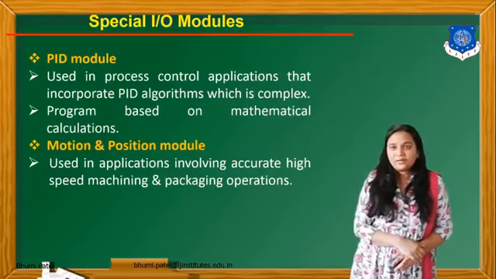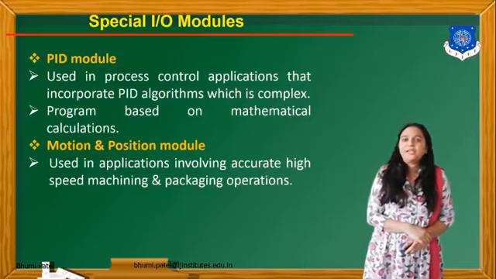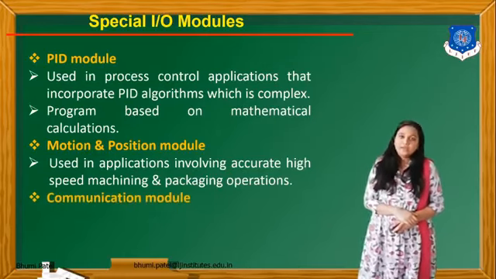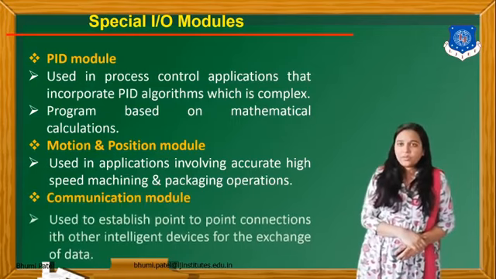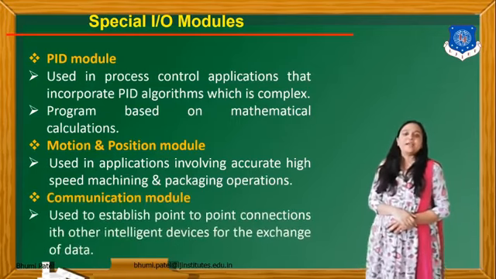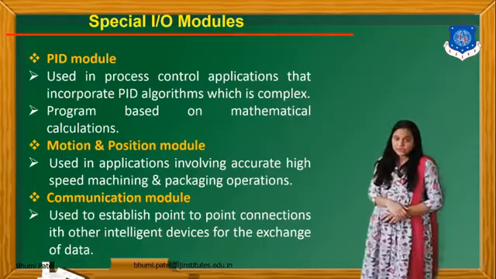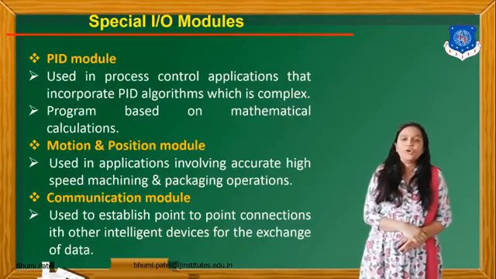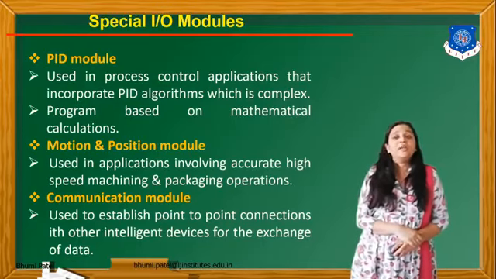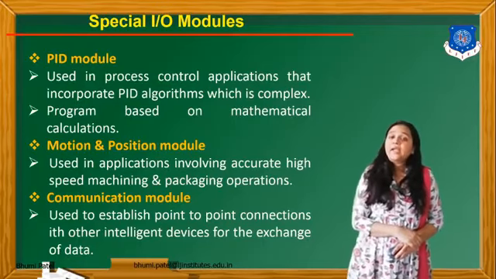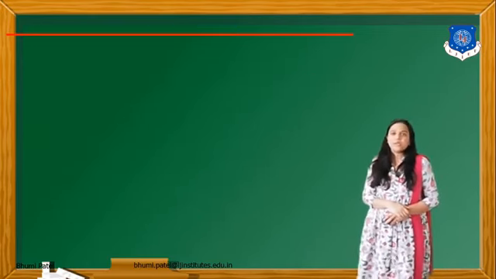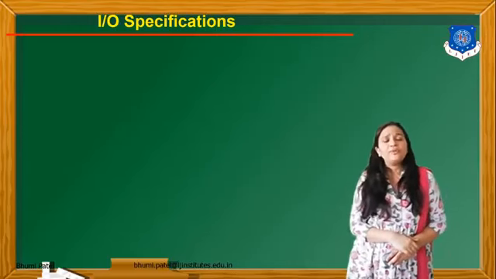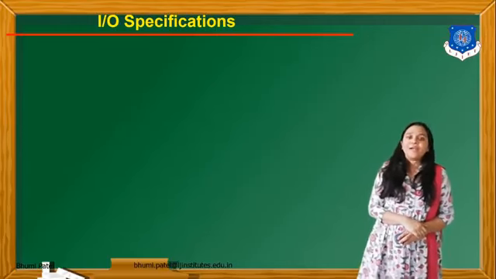In most of the industry, they will use the motion and the position module for the packaging application. Now the last one is the communication module. It is used to establish the point-to-point communication in other intelligent devices for the exchange of the data. If we have to deal with multiple data exchange, that time we will use the communication module. Okay, so depending upon the application, we have used a special type of I/O module.